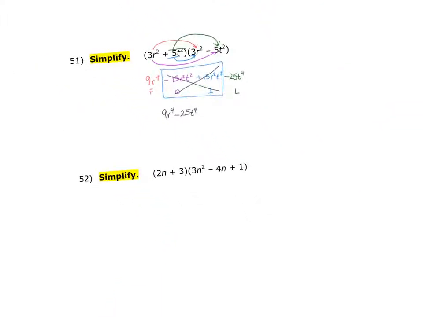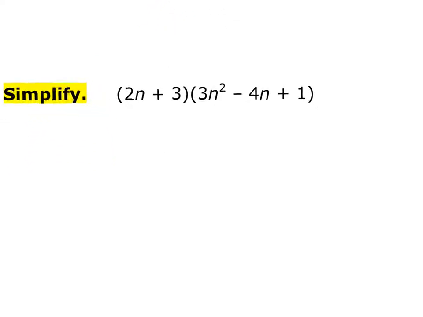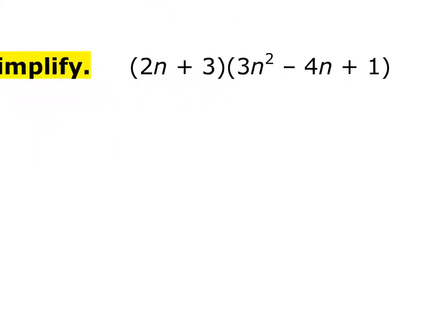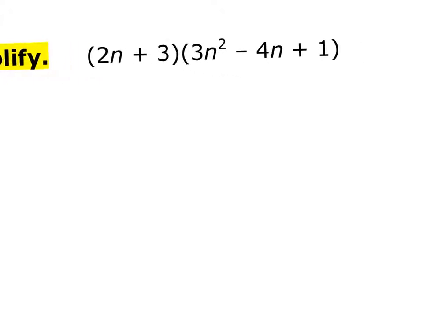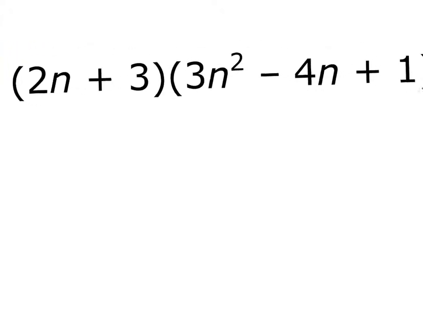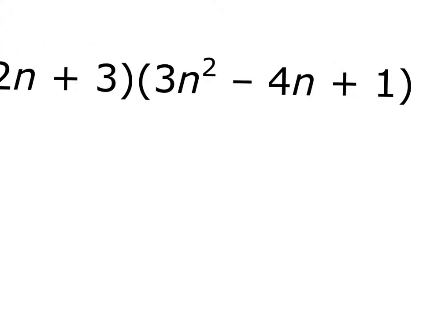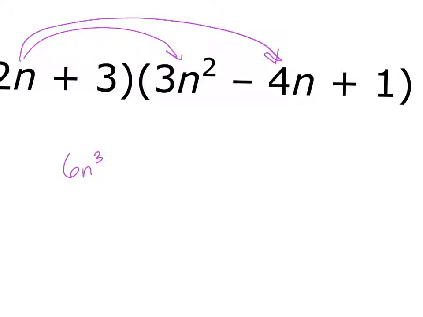Number 52 is also a multiplication, but because it's not really a binomial times a binomial, you just simply distribute each of the first to everybody and each of the second to everyone. So 2n times 3n squared, 2 times 3 is 6, n to the third. 2n times negative 4n is negative 8n squared. 2n times 1 is positive 2n.